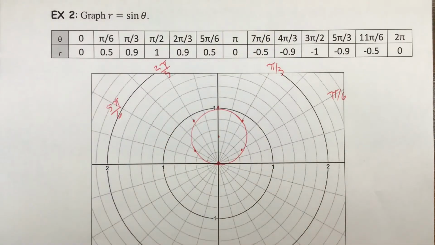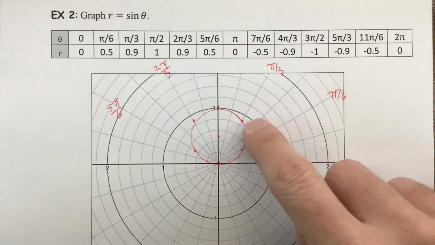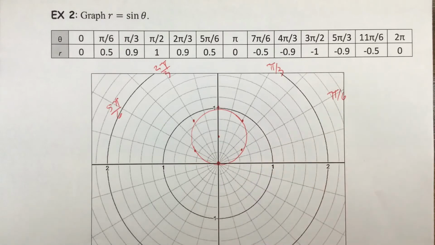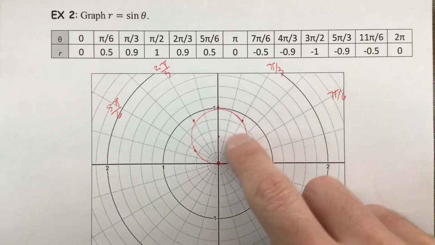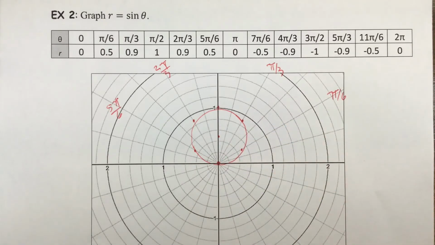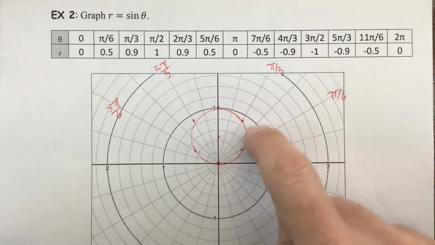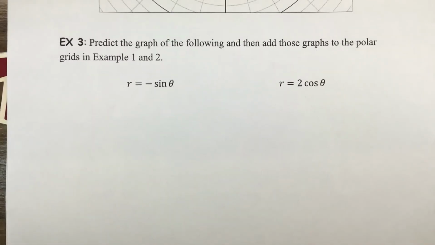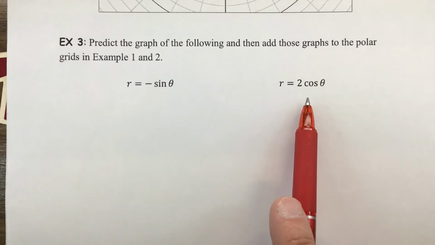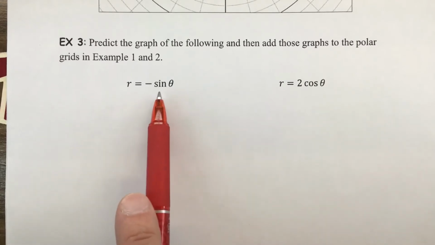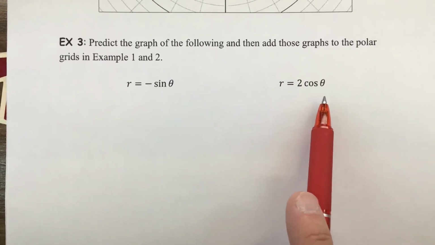Both of these are going to create circles, except that the cosine is going to sit over here, sort of in quadrant 1 and 2. Not that we're actually in rectangular form, but you know, it's on that side. The sine graph is going to be placed on top. All right, so what we want to do next is predict what these graphs will end up doing. Okay, what happens when we get negative sine theta or 2 cosine theta?